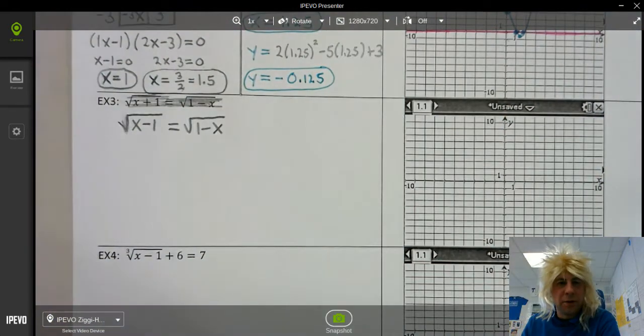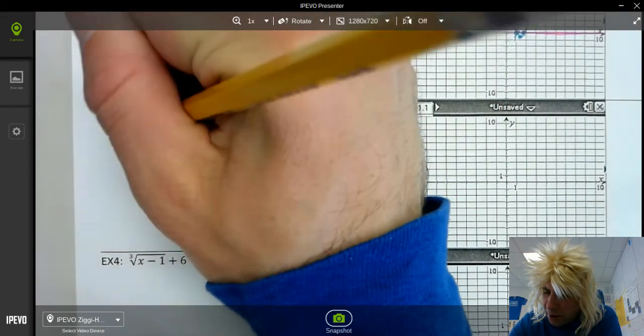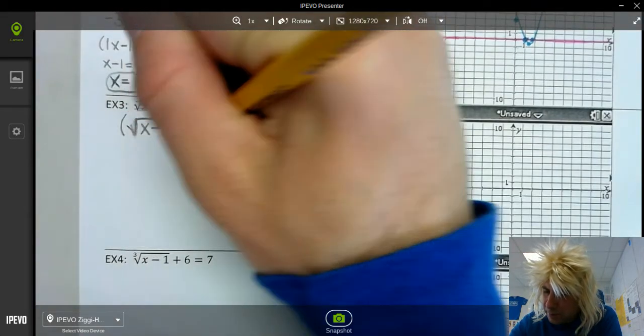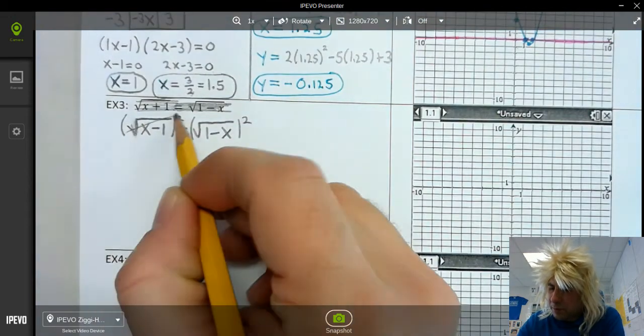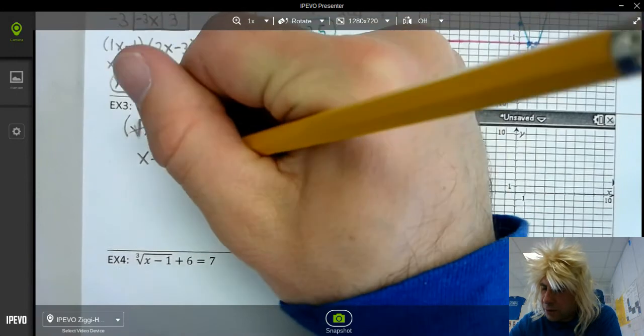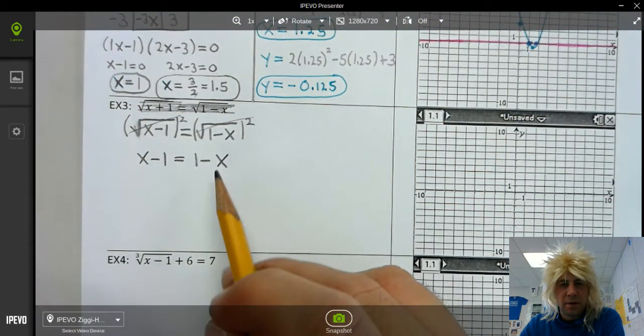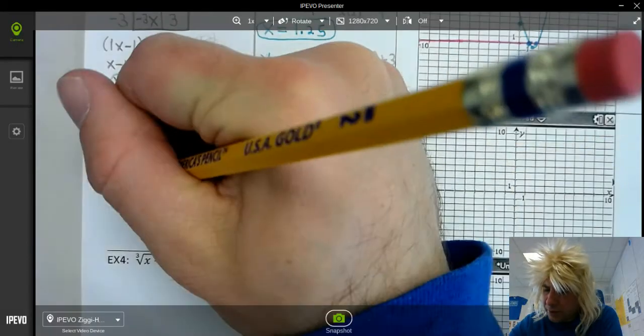All right. So we know we have square roots on both sides, so we're actually going to square both sides. So they both become to the power of 1. So you get x minus 1 equals 1 minus x. So we're going to add x to both sides.